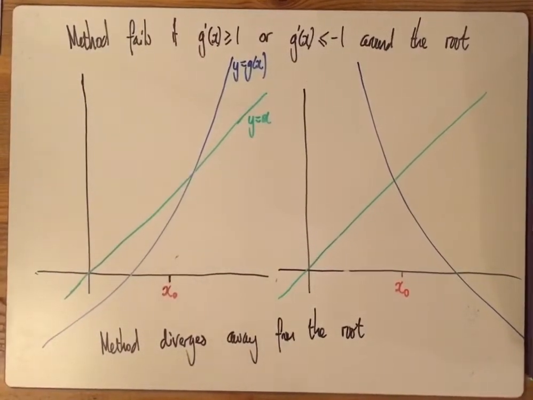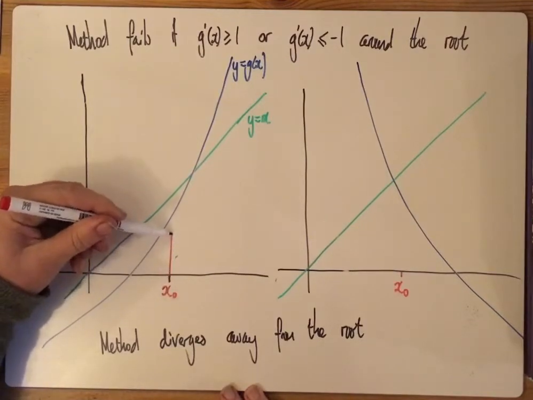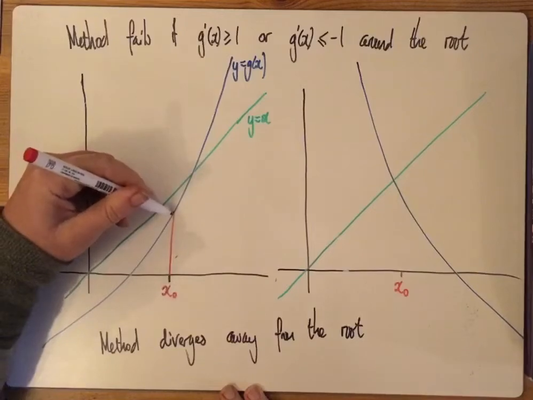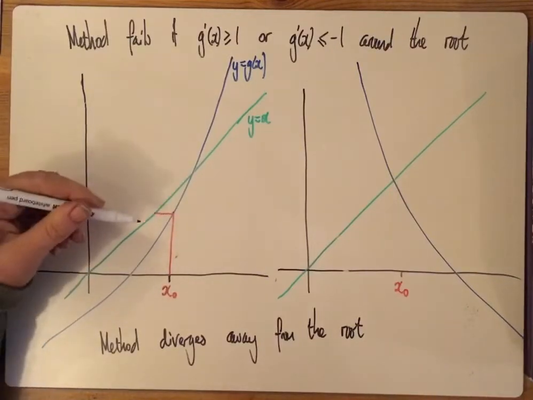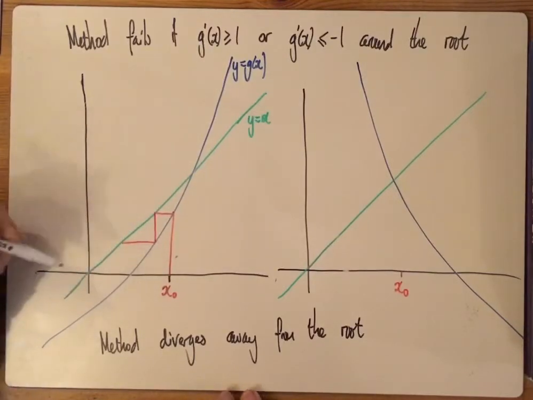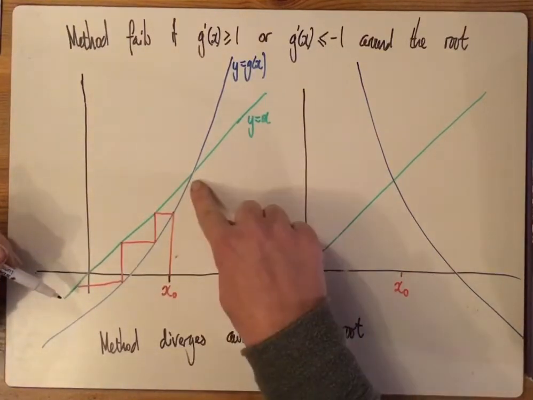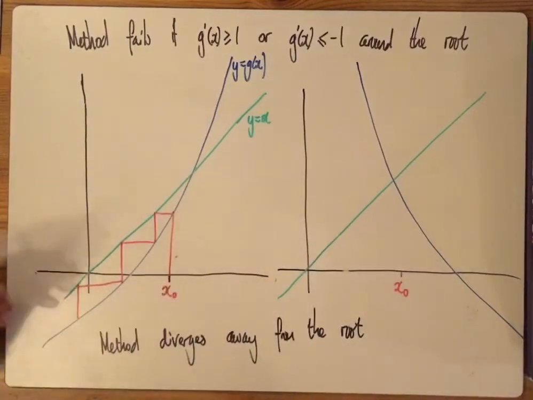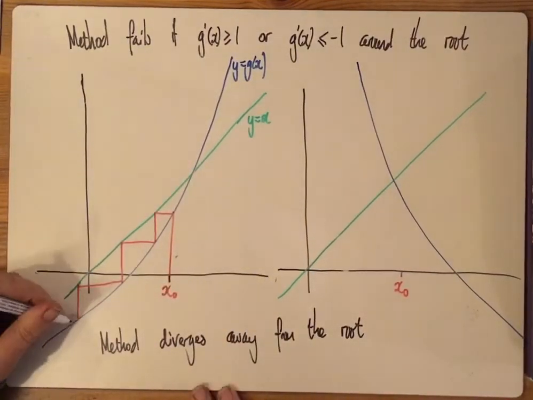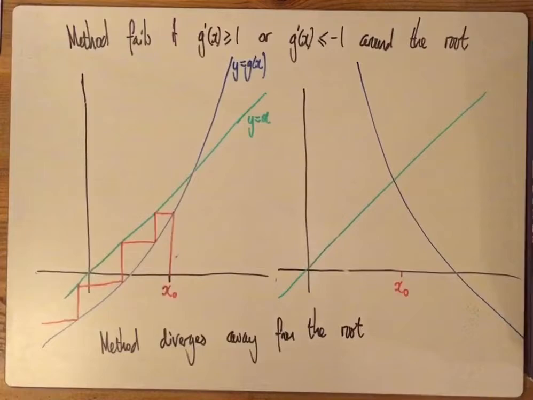What happens now is that rather than moving towards it, you move away from it. So I can do exactly the same thing. If I start here, I go up to g(x), across to y equals x, up or down to g(x), across to y equals x, up or down to g(x), across to y equals x. And I'm moving away from this root that I was trying to find. It may be that you'll converge into a different root somewhere else, but I'm certainly not getting anywhere near this root here. So it's stepping away from the root.